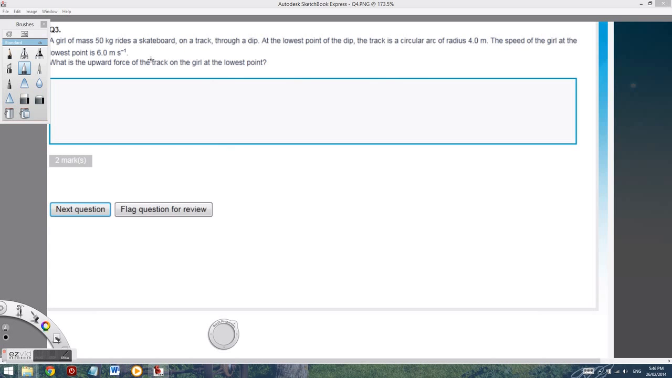Okay, now let's have a look at some examples. Now we have a girl with a mass of m traveling on a track through a dip. At the lowest point with a speed v, what's the upward force of the track on the girl? So this time they're asking for the normal force.